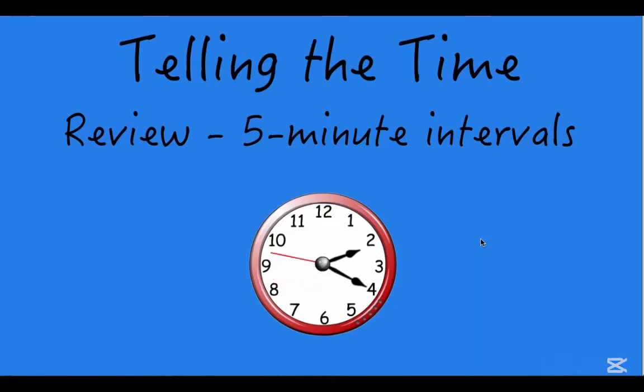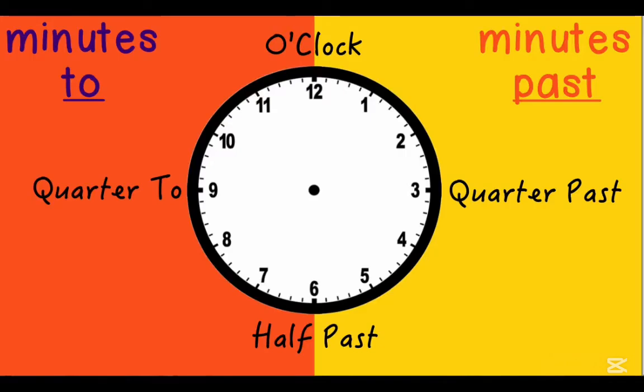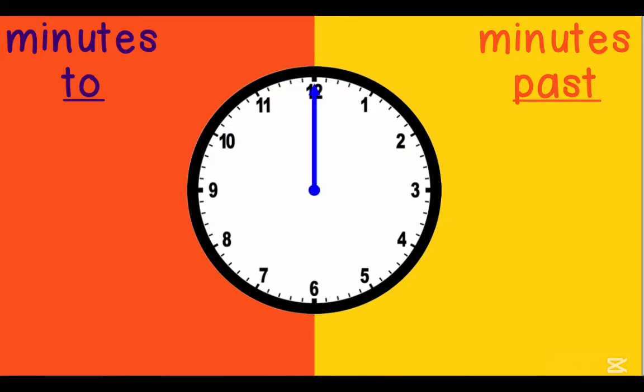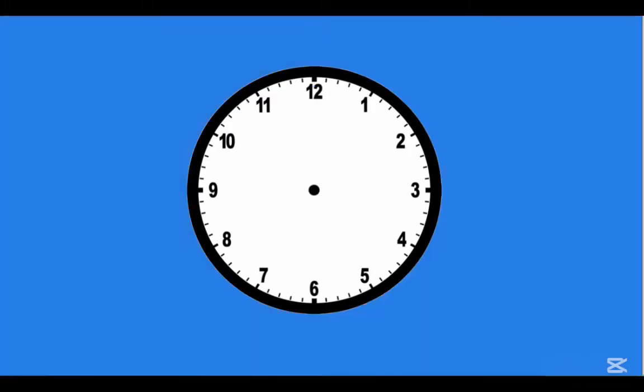This video is going to focus on how we tell the time in 5-minute intervals. In the last video we reviewed the two sides of our clock, the minutes past and the minutes to side, as well as looking at the four main points around our clock: o'clock, half past, quarter past and quarter to. This time we're going to focus on how we tell the time in 5-minute intervals, looking at the minutes past an hour or the minutes to an hour.